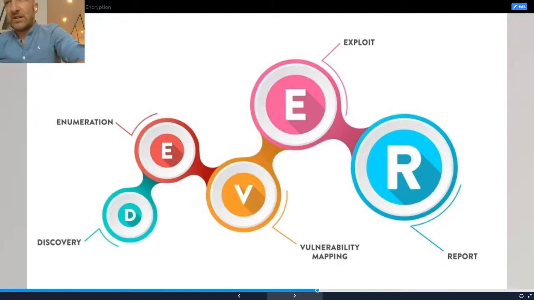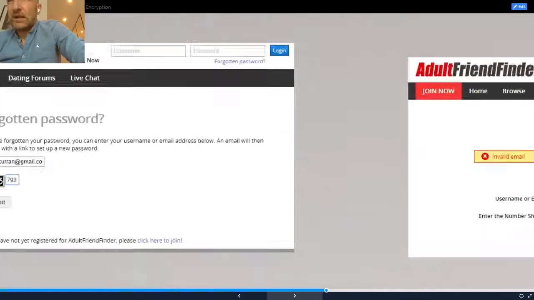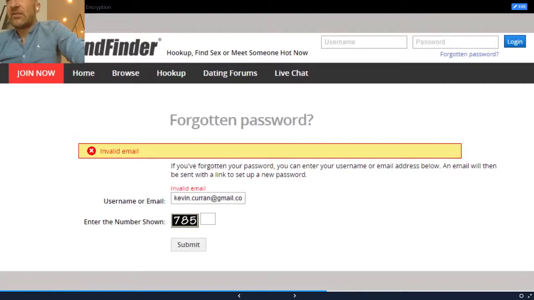But of course, you didn't need the Ashley Madison data breach to find out if some people were logged onto sites. For instance, Adult Friend Finder is a similar site for hooking up with people, but if I type in kevin.curran@gmail.com, I would get this message back: invalid email. If you've forgotten your password, you can enter your username or email address below. The problem with this is enumeration at its best. If I put in someone's email address and they were in Adult Friend Finder, I would not get this invalid email message back. This is where web developers need to know that you shouldn't give anything away.